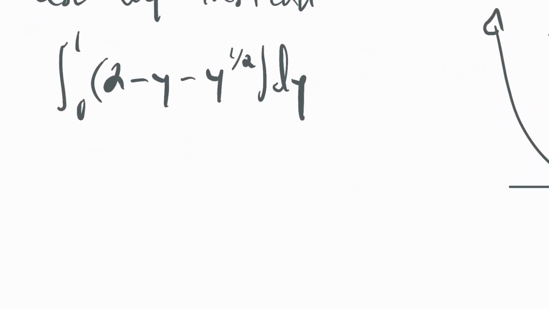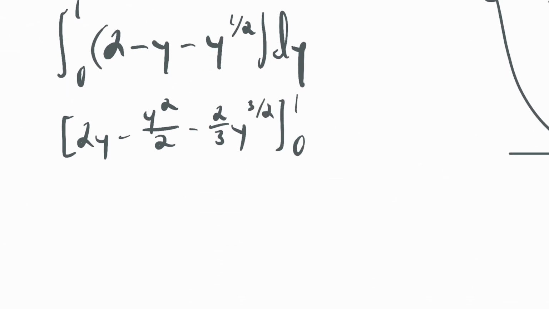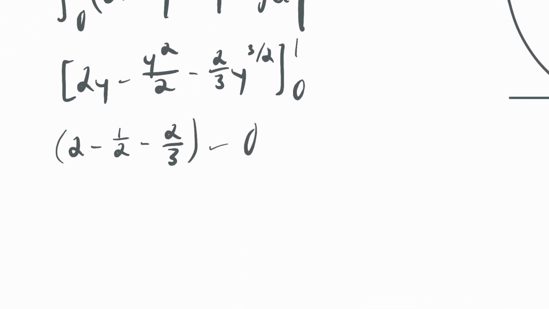So this will be 2y minus y squared over, I'm going to change to a thinner stylus. That's a bit much. So 2y minus y squared over 2 minus 2/3 y to the 3/2 power. I believe that's correct. Yeah, let's get 0, 1. So we're going to have 2 minus 1/2 minus 2/3 minus 0, right? So 2 minus 1/2 would be 3/2, 3/2.